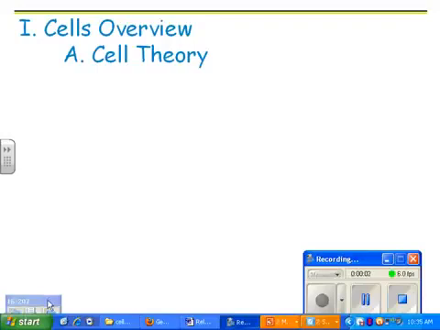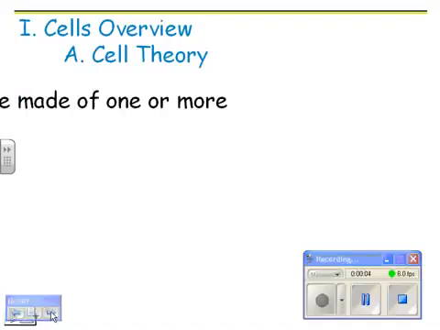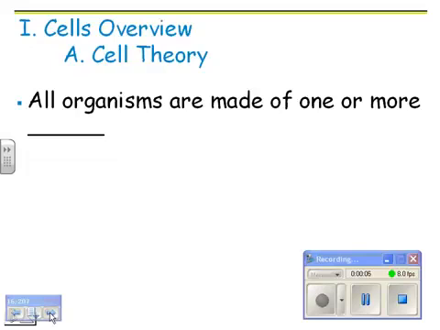Cells overview. We're going to talk about the cell theory to start with. All organisms are made of one or more cells. So your dog, your cat, you, your goldfish, your oak tree outside, the grass, the worms out there, the bacteria under your fingernails, all of them are made out of cells. The only kind of wacky one are viruses. They are not alive and they're not made out of cells, though they certainly do have some characteristics of life.